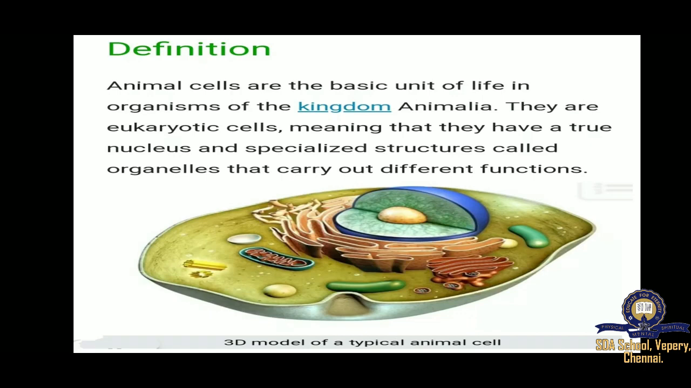Animal cells are the basic unit of life in organisms of the kingdom Animalia. They are eukaryotic cells, meaning that they have a true nucleus and specialized structures called organelles that carry out different functions.